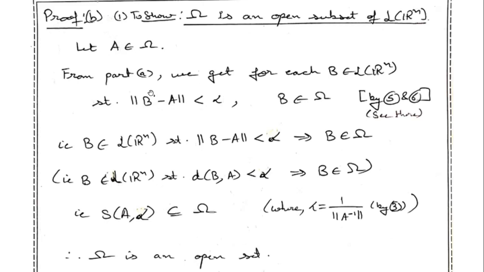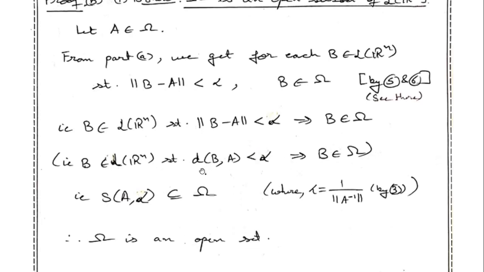So exactly from that condition, you should rewrite that portion as it is if this question comes, since part B comes separately. And therefore what we get from that portion is that for every b, a linear transformation belonging to the universal set, if this condition is satisfied, then b belongs to omega. That means if the norm of b minus a is less than alpha, then b belongs to omega. So equivalently, if the distance of b from a is less than this real number alpha, then b belongs to omega.